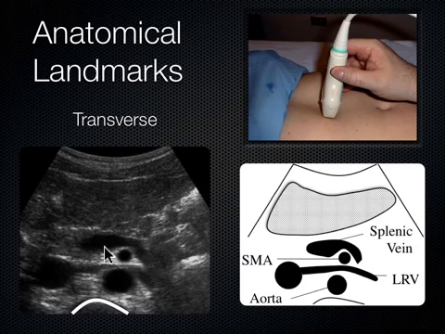You see that there? That's the splenic vein. The splenic vein is taking blood from the spleen, which is over here somewhere on the left side of the body, and bringing it back to eventually combine with the superior mesenteric vein to make the portal vein, which then empties into the liver and gets filtered by the liver.